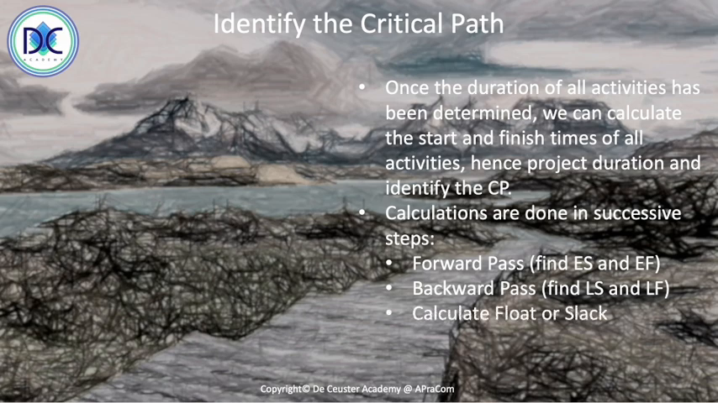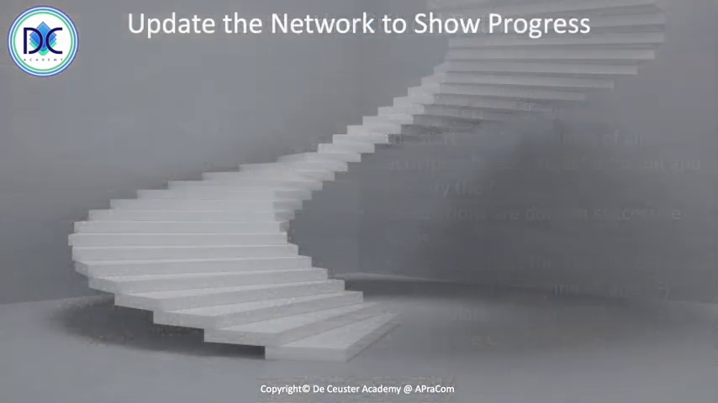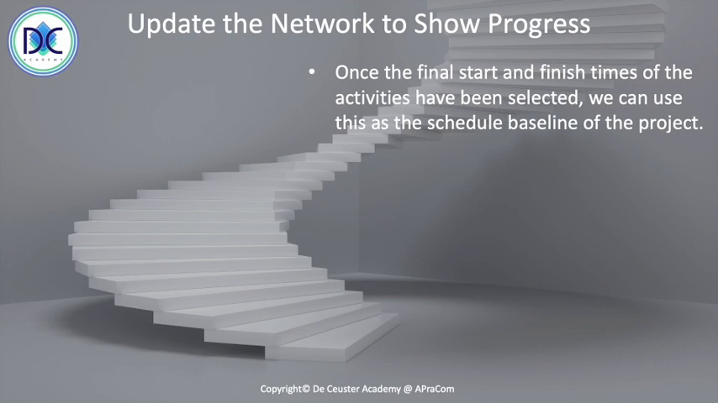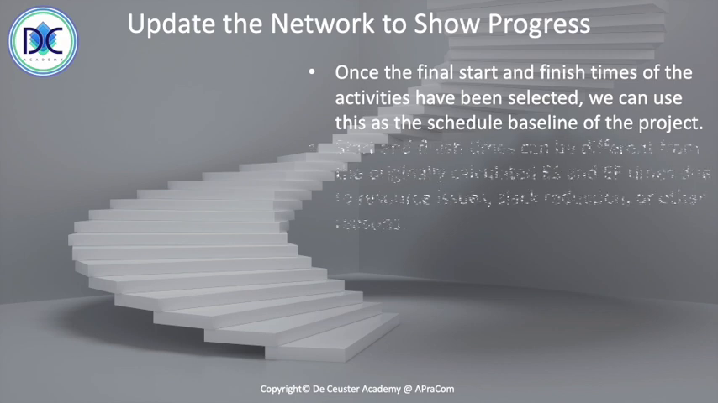The last element in the critical path method is to update the network to show progress. Once the final start and the finish times of the activities have been selected, we can use this as a scheduled baseline of the project. We can also represent it in the Gantt chart, but we also have that information in the precedence diagram.